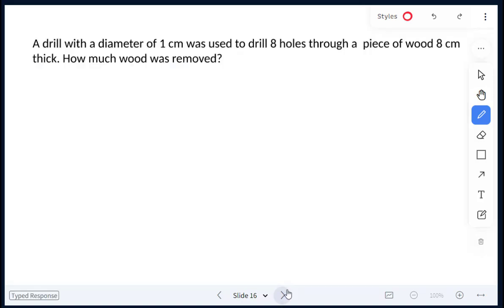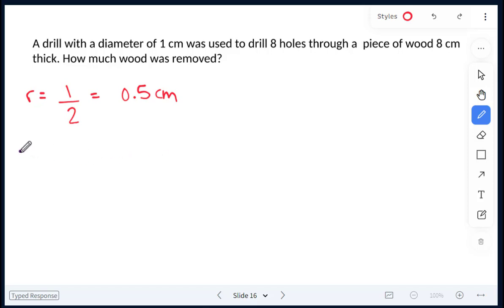All right, last question here. A drill with a diameter of 1 centimeter was used to drill 8 holes through a piece of wood 8 centimeters thick. How much wood was removed? All right, so the first thing we'll do for this question, it's a diameter of 1 centimeter. So therefore radius is 1 divided by 2, which is 0.5 centimeters.